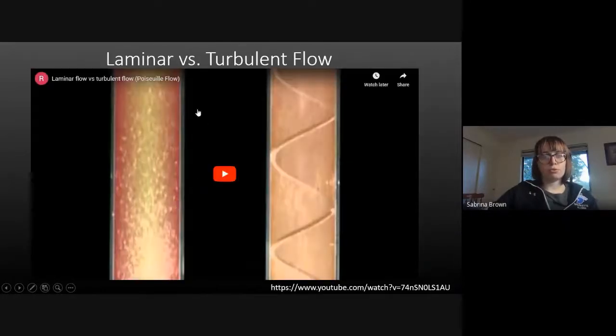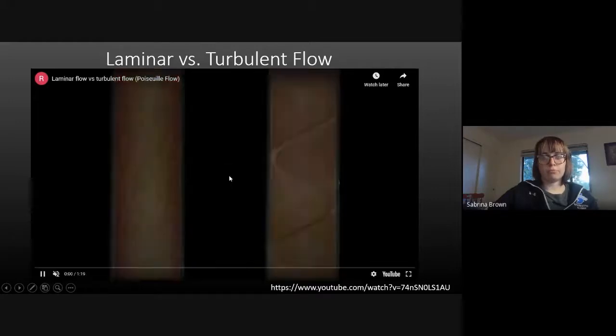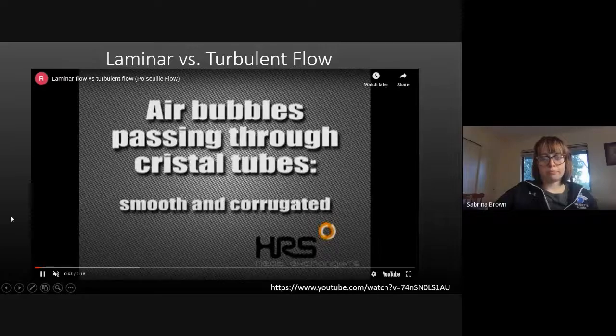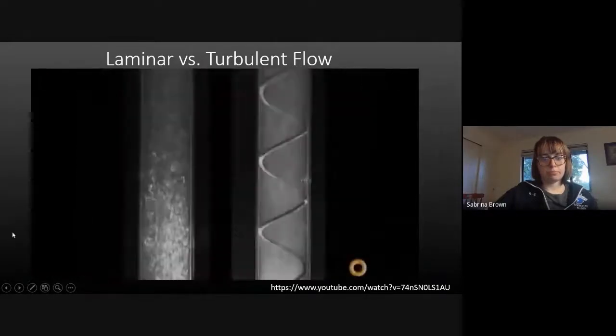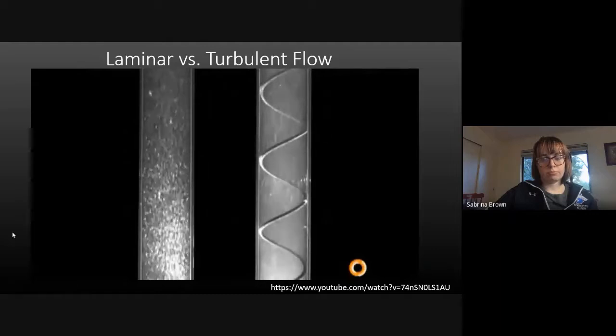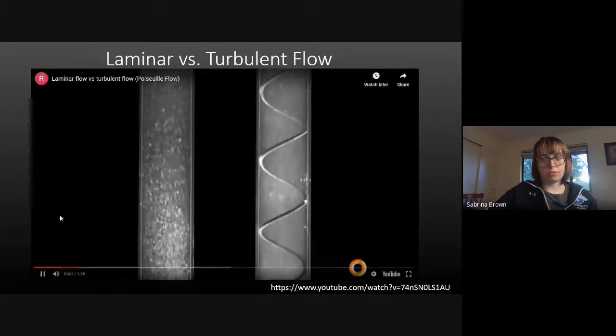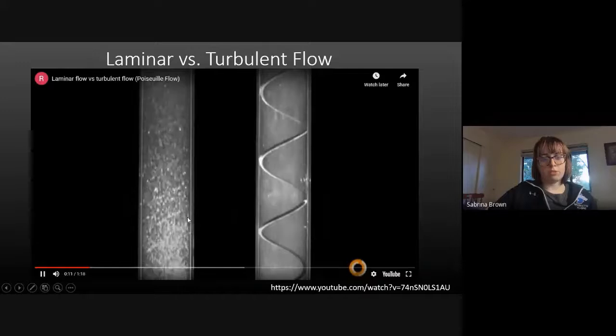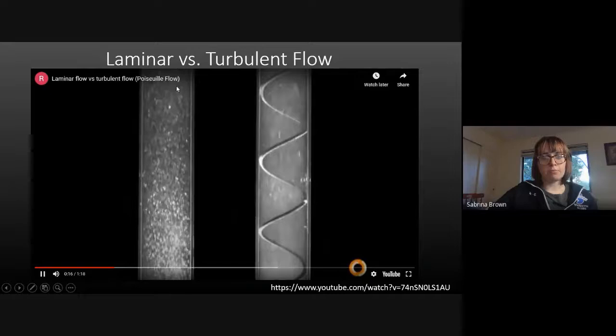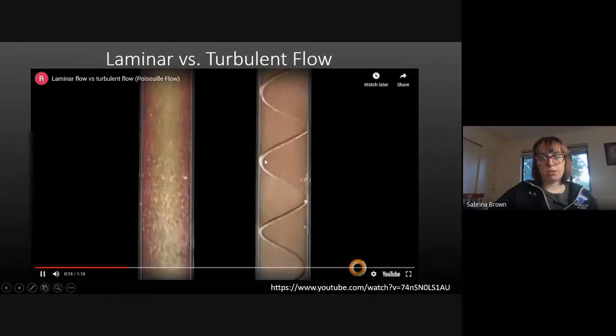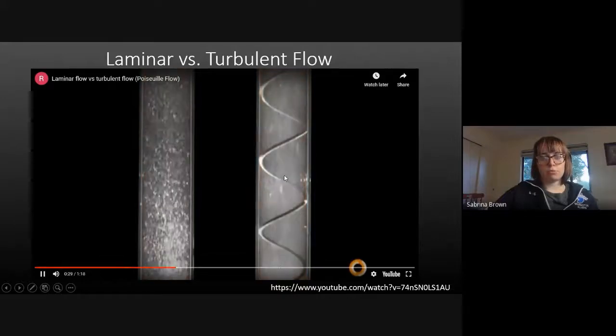This video shows the difference between laminar and turbulent flow. We can see how with laminar flow, everything's flowing gently in a straight line. And then they put this little corkscrew in here to make this turbulent. And you can see how this water is not as clear. It's interacting more within those individual streams.